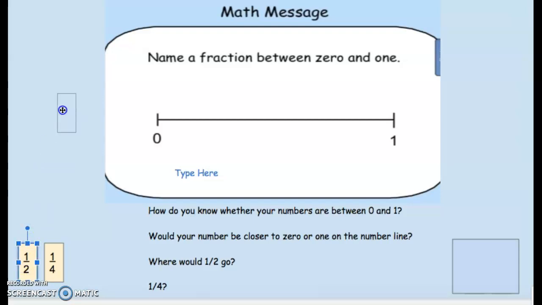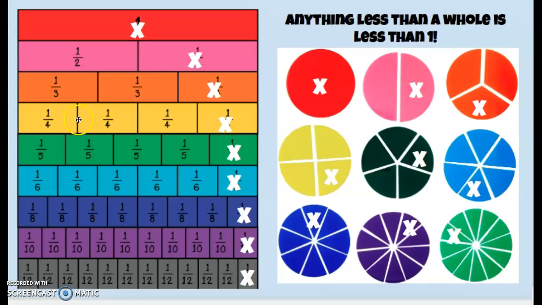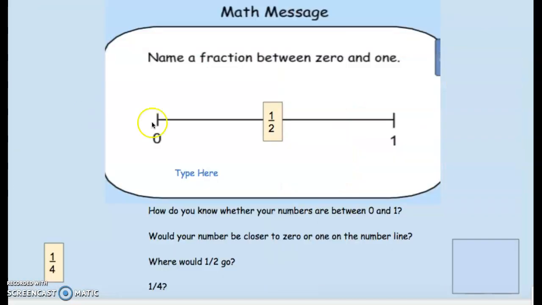Where do you think 1/2 would go? That's right. 1/2 would go exactly in the middle between 0 and 1. If we look at our fraction bars, 1/2 and 1/2, you need 2 halves to make a whole. The line in between is halfway through the whole, so the 1/2 fraction goes halfway between 0 and 1.